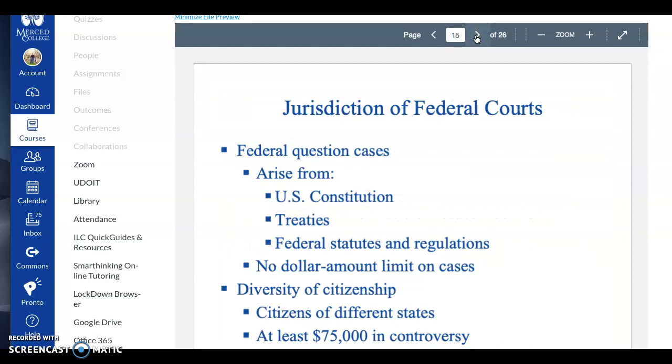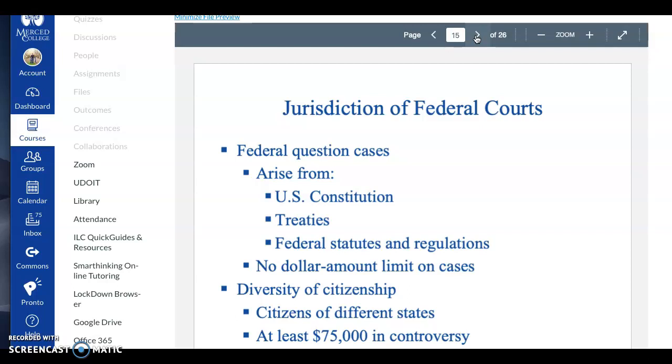Federal questions are looked at by federal courts. These are anything from the U.S. Constitution, treaties, federal statutes and regulations. And in those particular cases, there is no limit on the dollar amount. The other way to get into federal court would be what we call diversity of citizenship. This is where citizens are coming from 2 different states, and the amount in controversy is at least $75,000. If you have those 2 elements, you can get into federal district court.